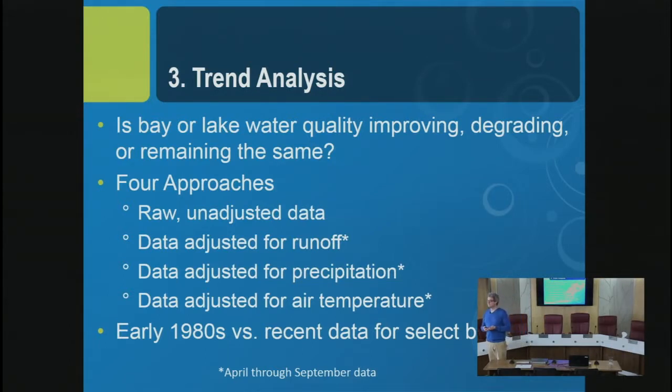But we were also interested in, well, what if it's a really wet year? Or what if it's a really hot year, or cold year, dry year, wet year? So that's all these other things mean. Data adjusted for runoff or precipitation or temperature. That's what we were trying to see, if there's an effect of temperature on the trends. Kind of adjust for those factors. Then finally, there were those 6 bays, I believe, that had some early 1980s data. I thought, well, let's just look at those in the early 80s versus the last 7, 8 years.